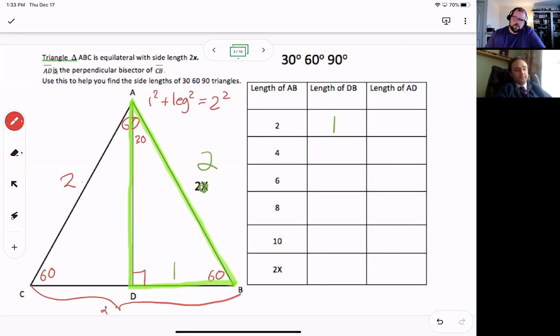Yes. It's a nice lag there in terms of showing up, huh? Yes. So we've got 1 plus leg squared is equal to 4. And I'm going to blow everybody's mind and say that the leg is going to be the square root of 3.